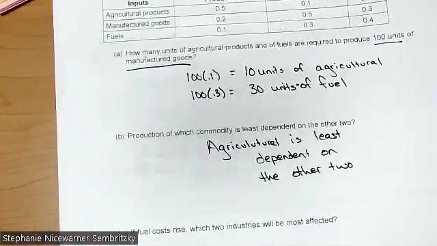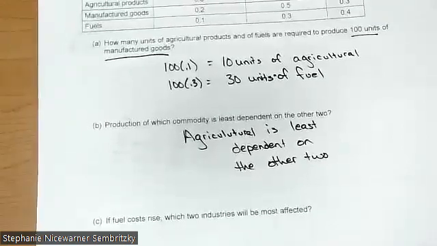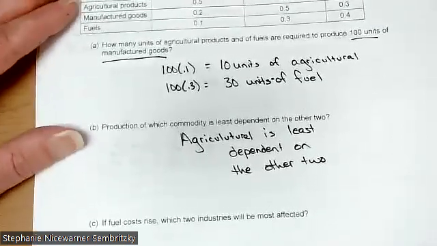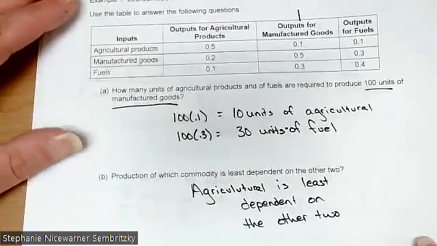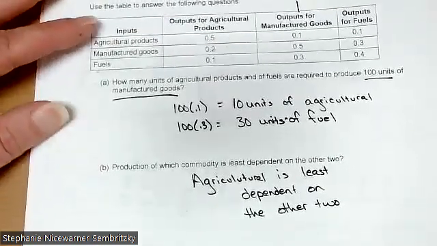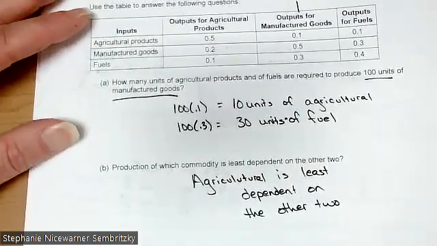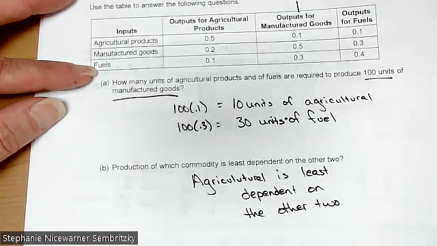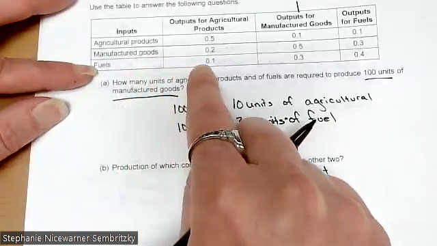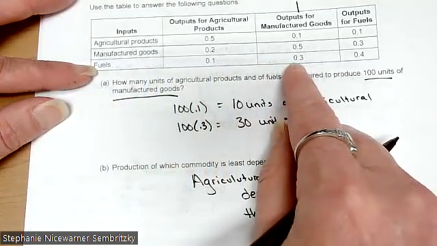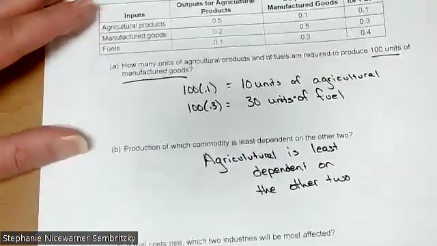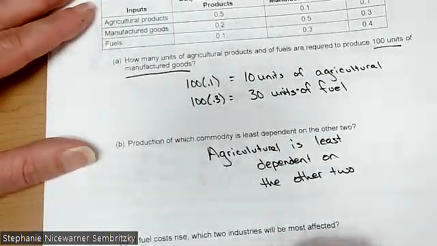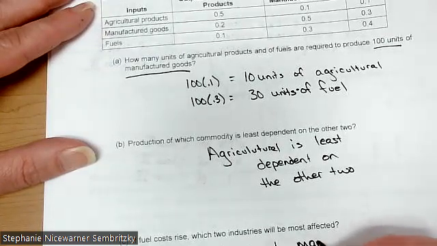If fuel costs rise, which two industries will be most affected? So which two industries input the most fuels? So fuel input, who's using the most input fuel? Manufactured goods and fuel. So fuel and manufactured goods.